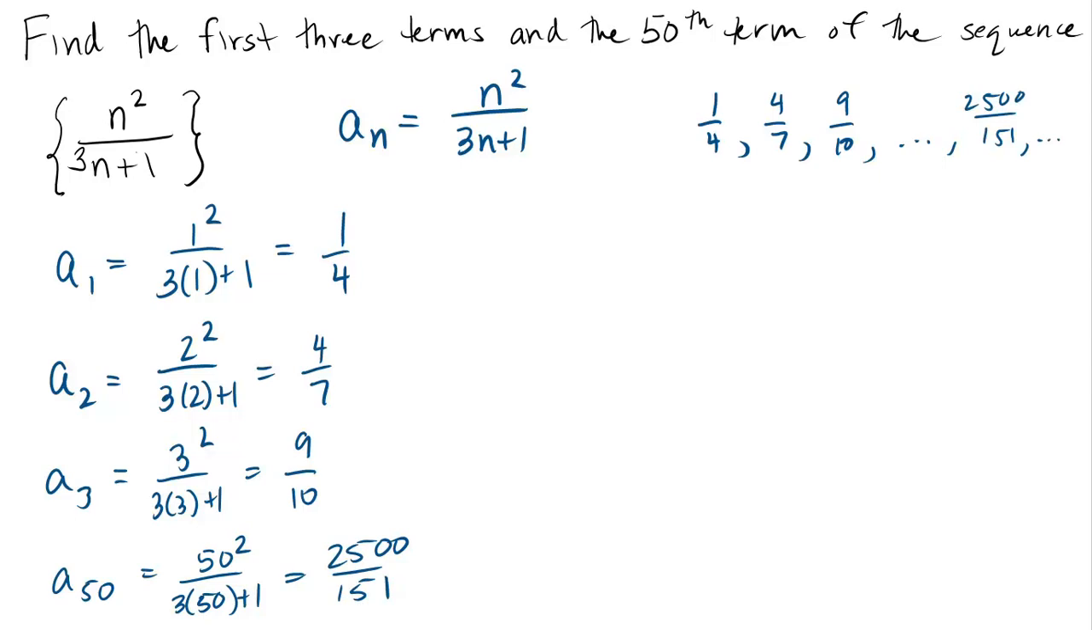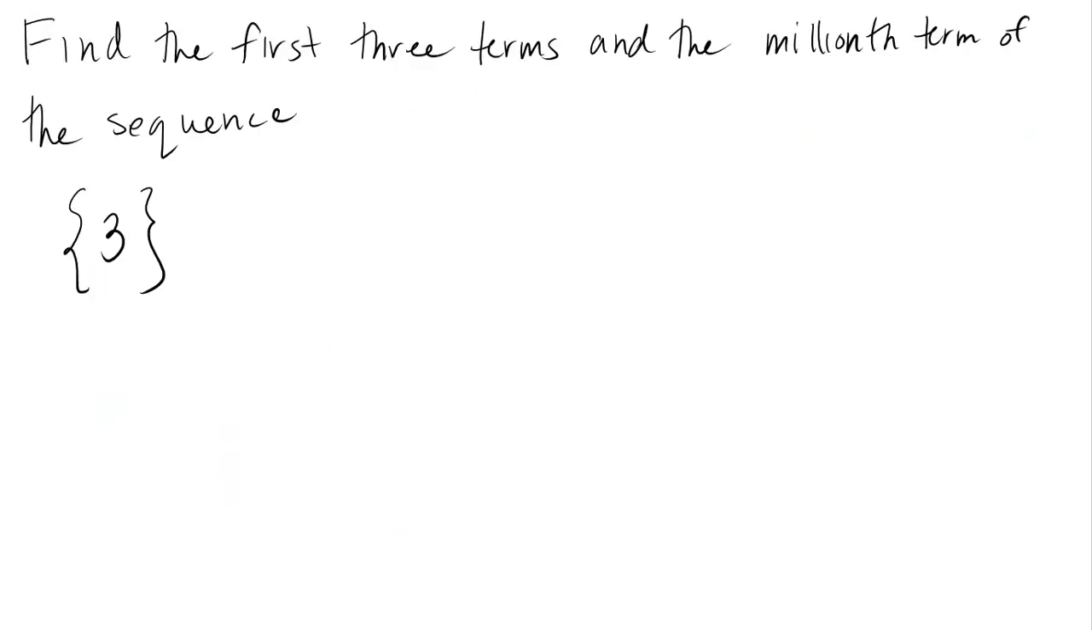Let's look at one more example, a special case. Let's find the first three terms and the millionth term of this sequence. Now here we just see a number inside of the brackets. So this is called a constant sequence because it's not going to change. The nth term is always 3. There's no variable on the right side to change the output of this expression.